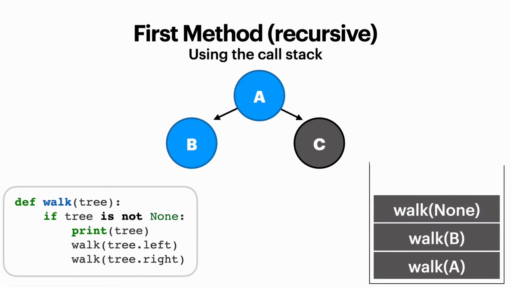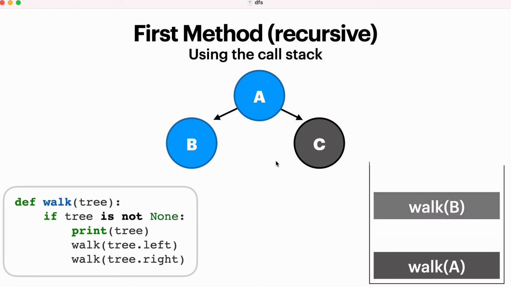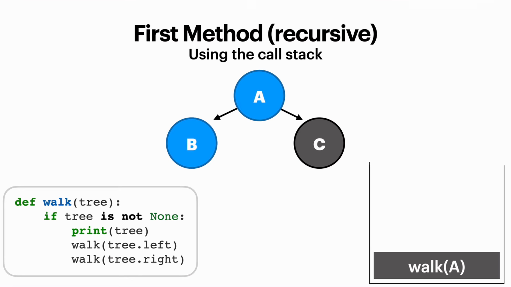And again, our call to tree.right on our B node is going to result in a call to walk none, and it's not going to go anywhere. So finally, our call to B will be finished, so it's going to get popped off the call stack. And now we're back in our call to walk A, and we're going to call tree.right, which is going to call walk on our C node. So you can see that's pushed onto the call stack, and once again, C has no children.